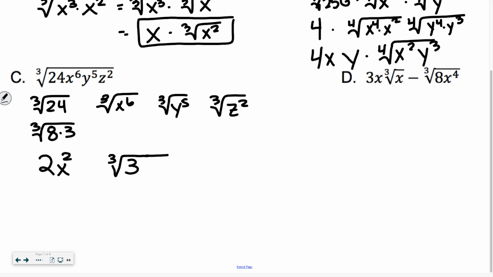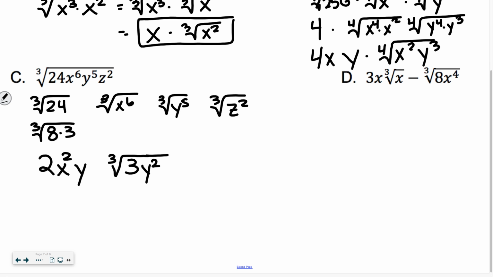Let's try this one. Cube root of y to the 5th. Think about it as a fraction exponent. It would be 5 over the root, 3. If you do 5 divided by 3, how many times will 3 go into 5? 3 goes into 5 one time. So we can take a y to the first on the outside. What's the remainder? 5 divided by 3. Remainder 2. So y squared stuck inside.